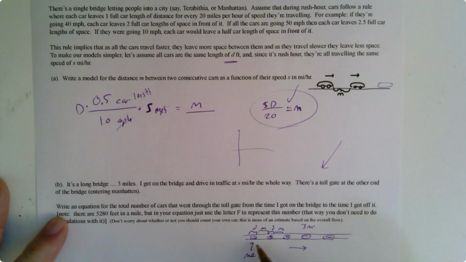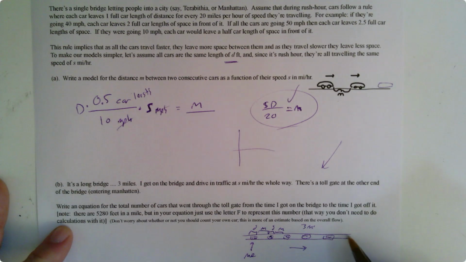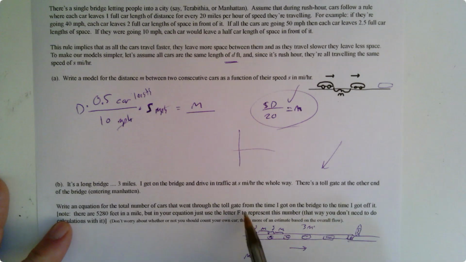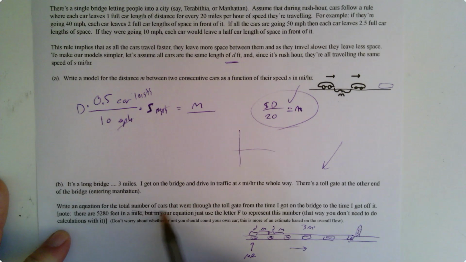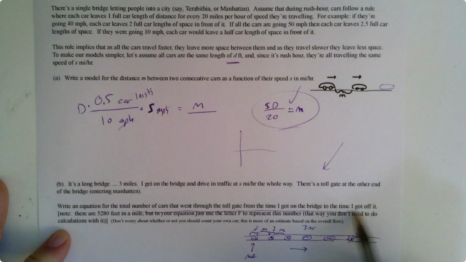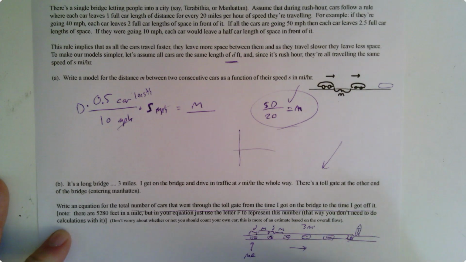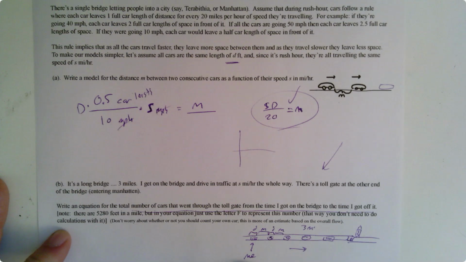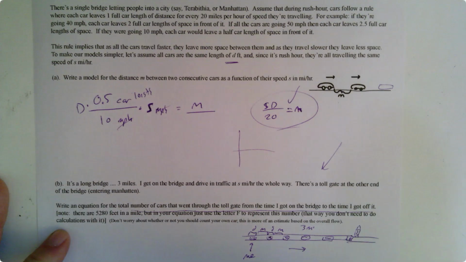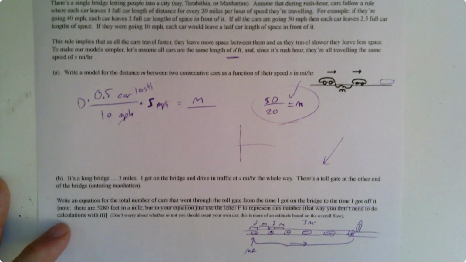So I get on the bridge, and I drive at the same speed s all the way to the end, which means that everybody else is also driving at the same speed s all the way to the end. And there's a toll here at the other end of the bridge. And I want to know, what do I want to know? Write an equation for the total number of cars that went through the toll gate from the time I got on the bridge to the time I got off it. So here's the time I got on the bridge. By the time I get off it, I'm here at the toll bridge. So really, I just want to know how many cars are fitting inside those 3 miles.